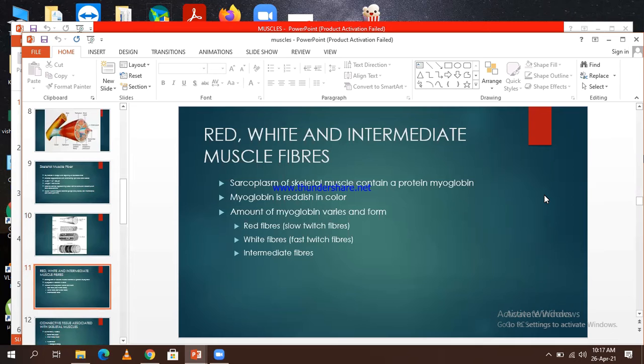So what are the red, white, and intermediate muscle fibers? You know the red meat and the white meat: chicken has white meat, and a bull or a cow has red meat. Similarly, in the human being, there are both types of muscle, red and white. The red are more powerful because of more vascularity and more nuclei, and the white is less powerful. The red and the white meat have different structures.